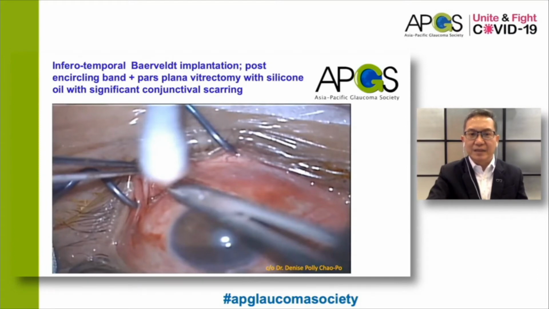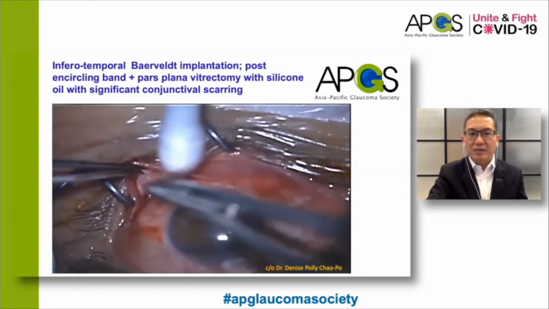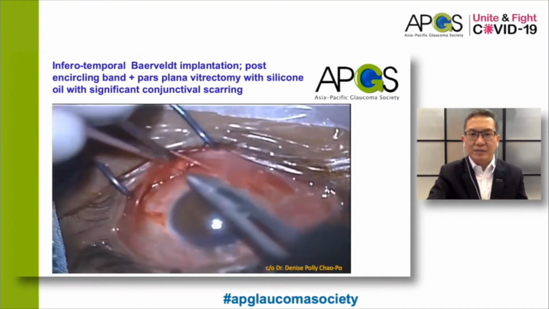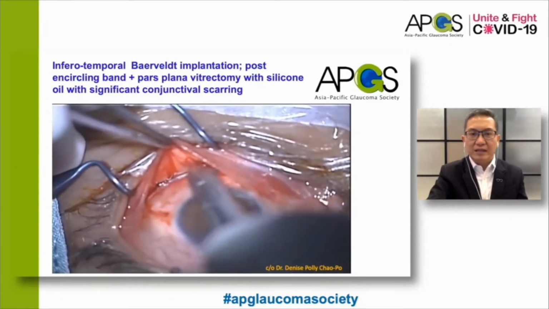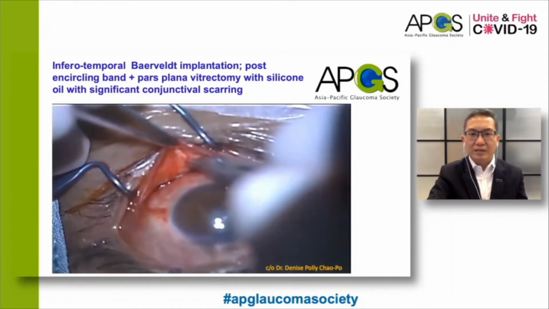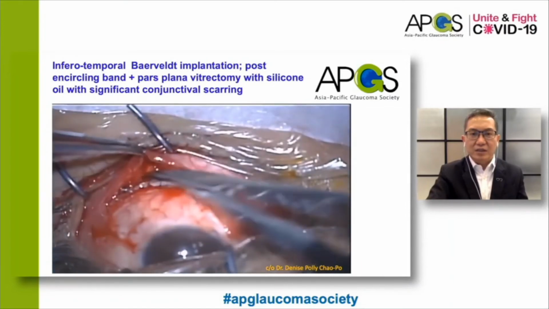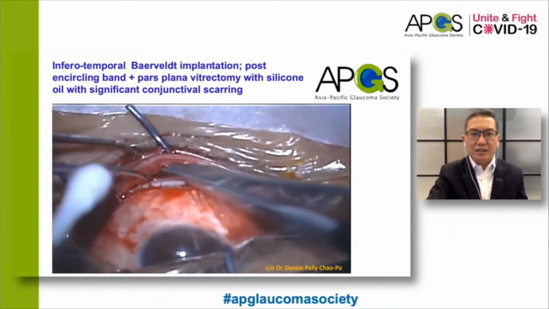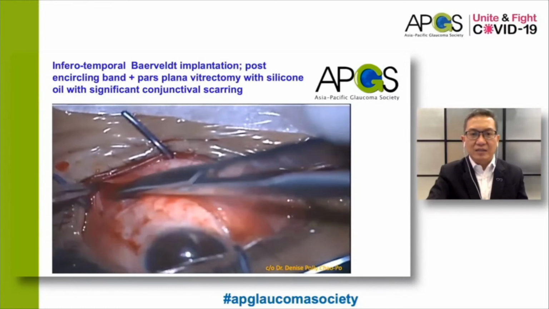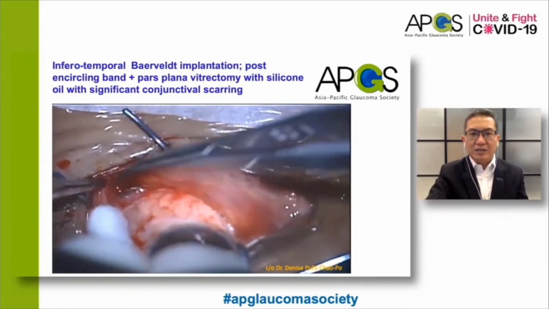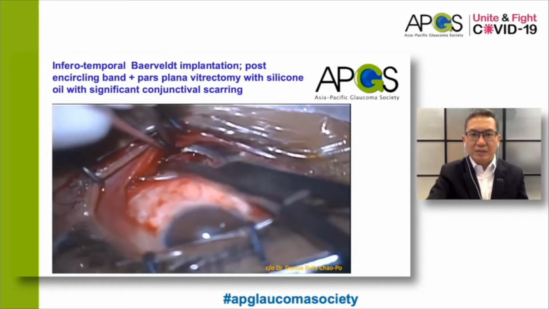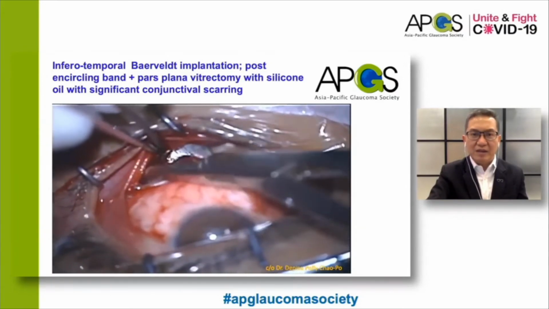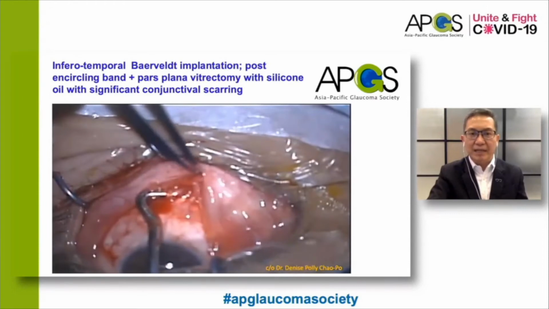encircling band. The key concept here is to dissect through the capsule of the encircling band and not over it. Use this as a plane for dissection, going laterally all the way to the recti muscles, making sure that all adhesions to the encircling band are gone. Then as you go through the posterior wall of the capsule, you have a large space where you could place the plate of your implant.